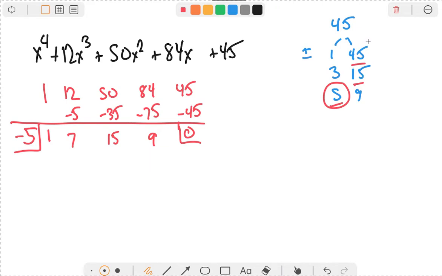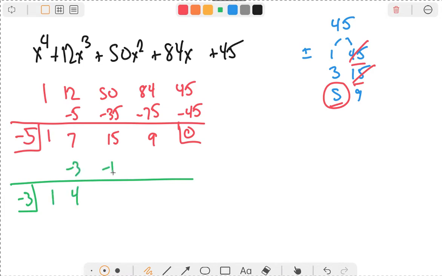So I can cut out this one and this one. It's the 1s, the 3s, and the 9s. So it's 9, so I'm going to go for a 3. Let's try my next one. Let's try a negative 3. So I'll go 1, negative 3, 4, negative 12, 3, negative 9, 0. That, again, worked out nicely for me.